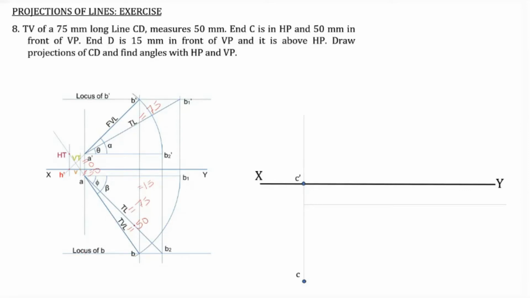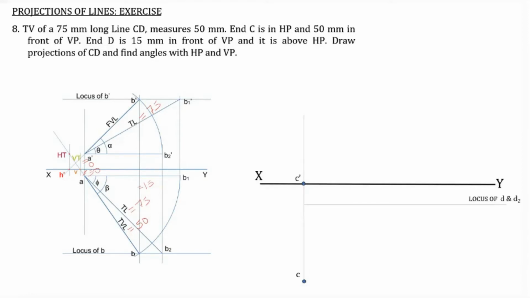So C we have already obtained. C is 50 millimeter in front of VP, and D should be 15 millimeter in front of VP. So for the locus of D, we draw a horizontal line, a line parallel to the XY line at a distance of 15 millimeter in front of VP. That is the locus of D.